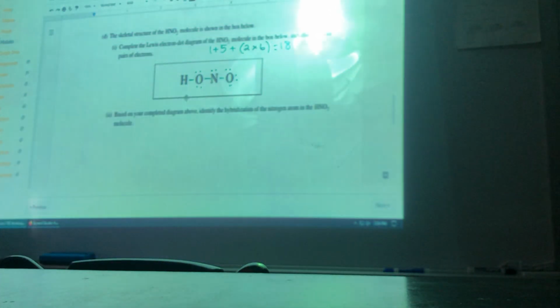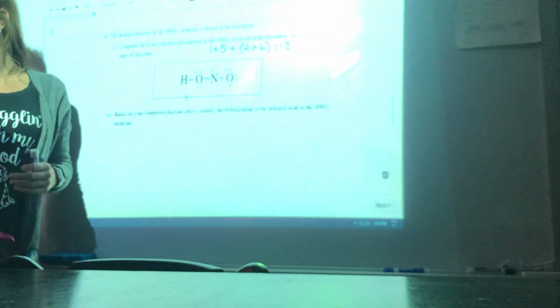Okay. Complete the Lewis electron dot diagram for HNO2 in the box below, including any lone pairs of electrons. So we have H gives us 1 plus 5 from nitrogen, 2 oxygens, 12, 17, 18. 2, 4, 6, 8, 10, 12, 14, 16, 18. That doesn't work. Nitrogen does not have an octet, so I'm going to have to double bond. And I have 2 options, right? I can double bond here, or I can double bond here.